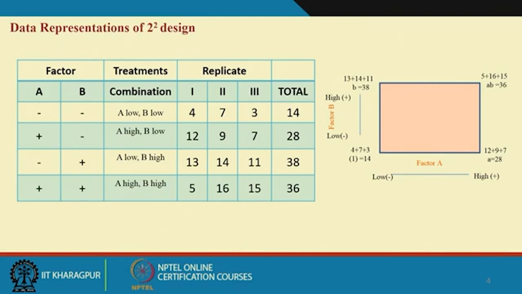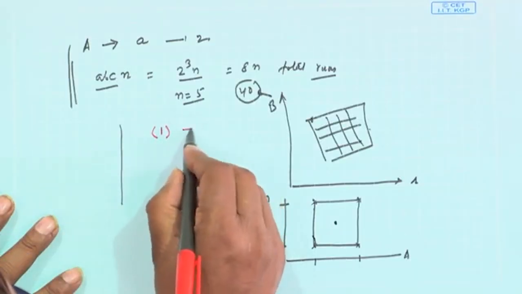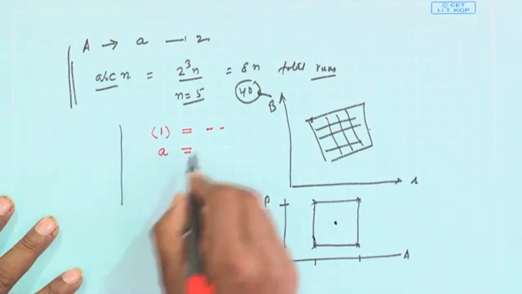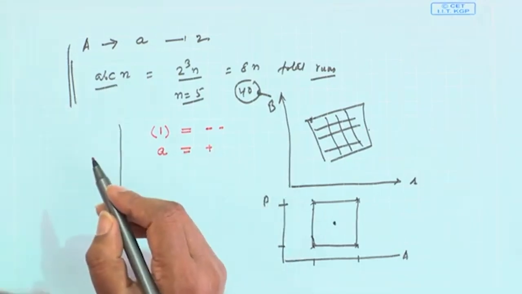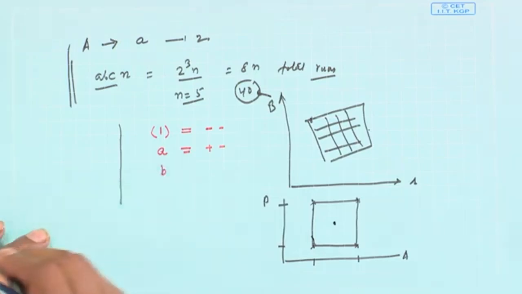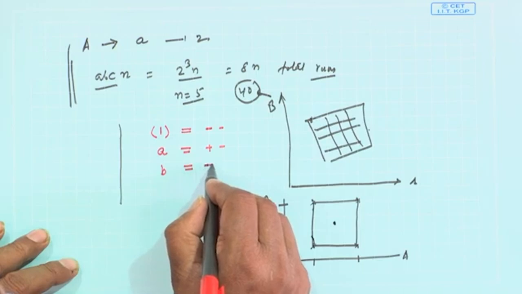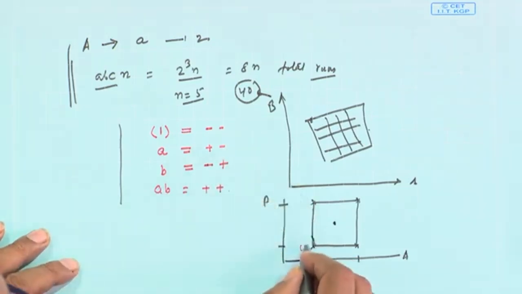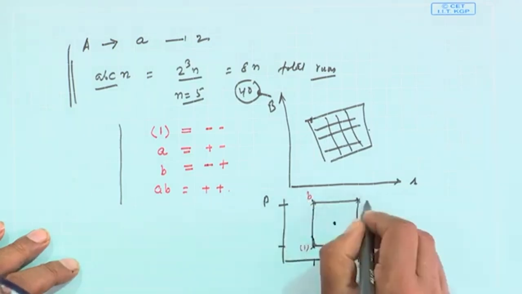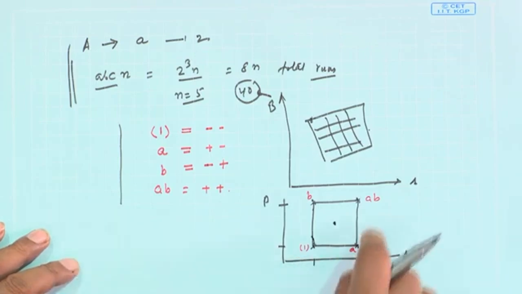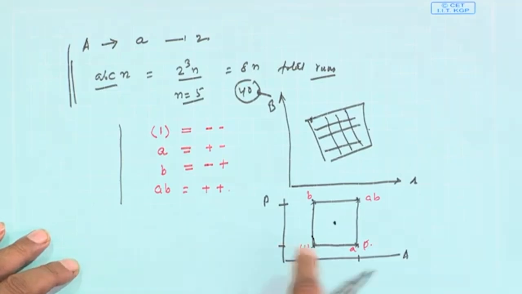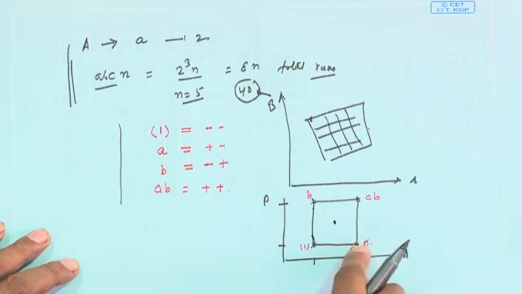What is the notation? The notation will be 1 when both are at low level, that is minus minus. Then we say A when A changes to plus, that means factor A goes to high, with B at low level. We denote B the situation when A is at low and B at high, and we denote AB when both are high. So this is my 1, this is A, this is B, and this is AB. These are the experimental combinations, but in addition, from the totals point of view, we give some notation to all of these. These are nothing but the total values of the y response at 1, at this point, at this point, at this point also.